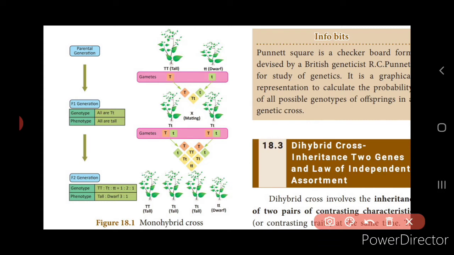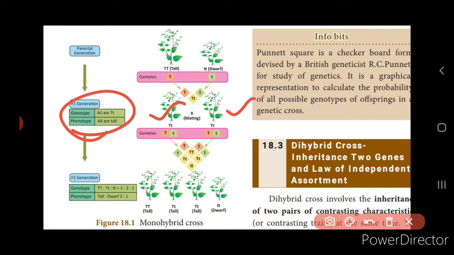Now if you see the gametes, they are represented by capital T and small t, right? So when the selfing, that is the self crossing, takes place in the first generation, actually all the plants are tall, right? And if you see the phenotypic ratio as well as the genotypic ratio, all the plants are tall, because the dominant is expressed here in the first generation.